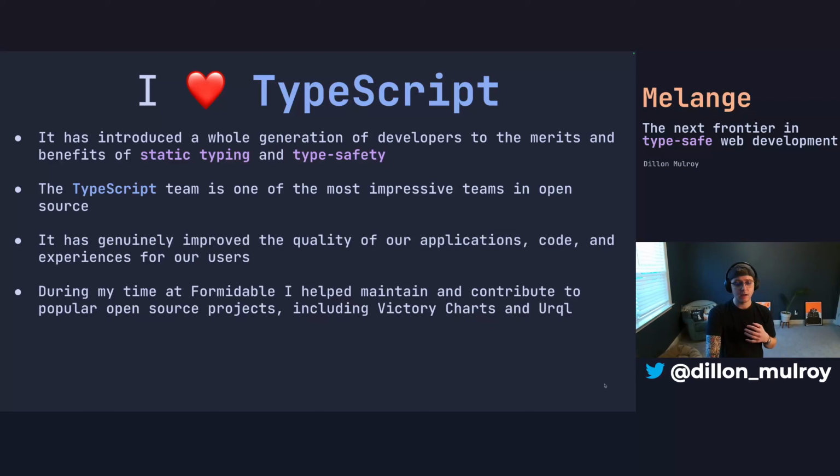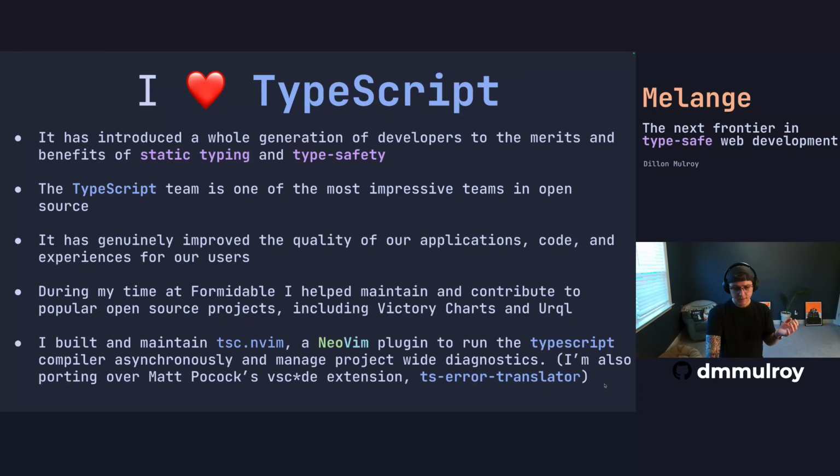I previously worked at a JavaScript consultancy called Formidable, who has some popular open source. I helped maintain and contribute to popular projects owned by them, including Victory Charts and Urkel. And if you're still not convinced that I love TypeScript, I actively build and work on tsc.nvim, which is a NeoVim plugin to run the TypeScript compiler asynchronously and manage project-wide diagnostics. I'm also working on porting over Matt Pocock's VS Code extension TS Error Translator to help give more human readable type errors in NeoVim.